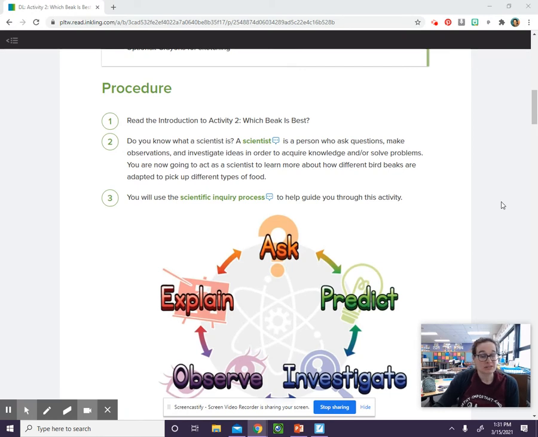So do you know what a scientist is? Well, a scientist is a person who asks questions, they make observations, and they investigate ideas to gain knowledge or to solve a problem. We are going to be acting like scientists today.